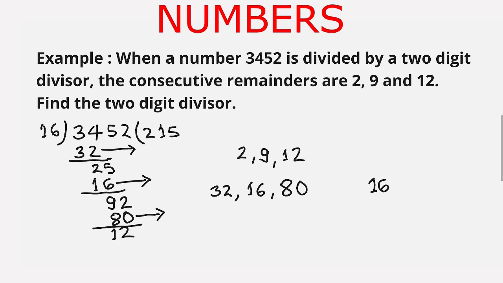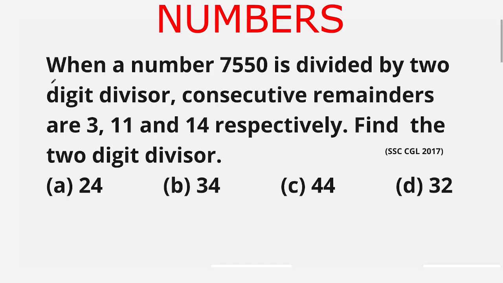Now we go to the questions on this topic. Our question is, when a number 7550 is divided by a 2-digit divisor, consecutive remainders are 3, 11 and 14 respectively. Find the 2-digit divisor. The given options are option A 24, option B 34, option C 44, option D 32. This question was asked in the SSC CGL 2017 exam.